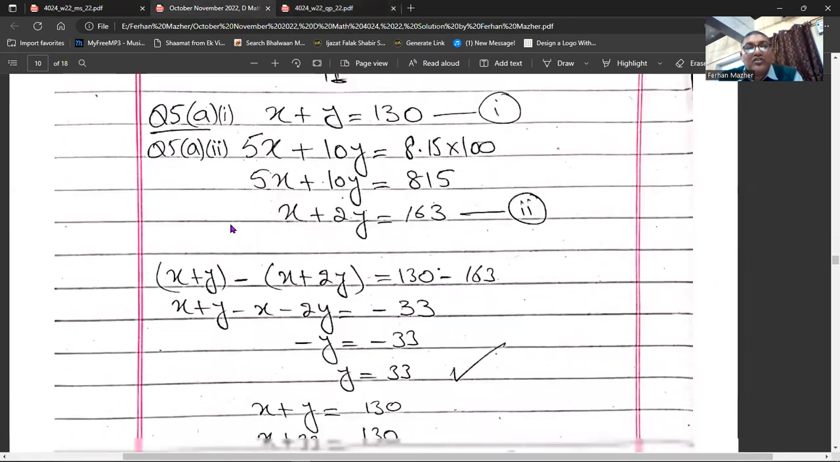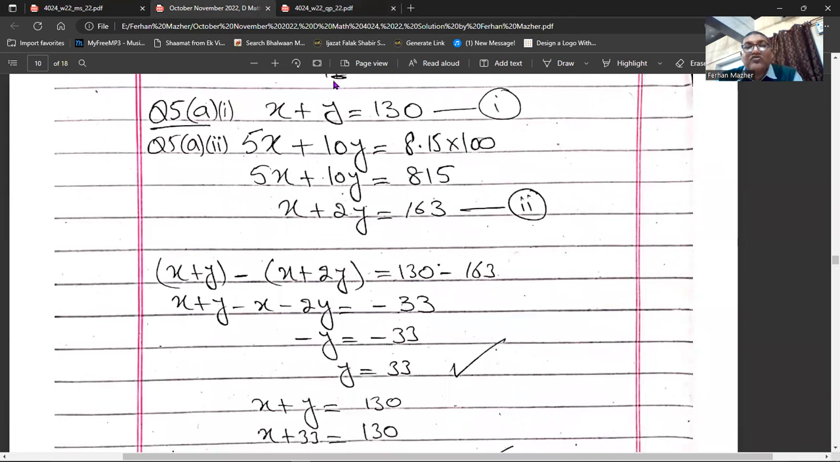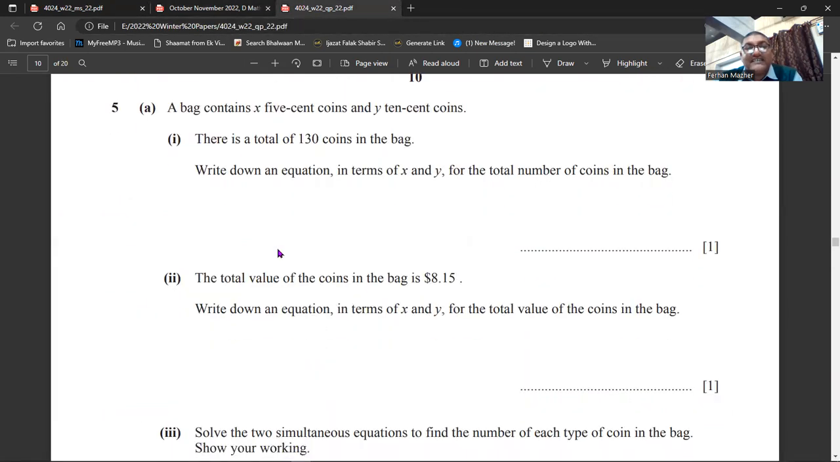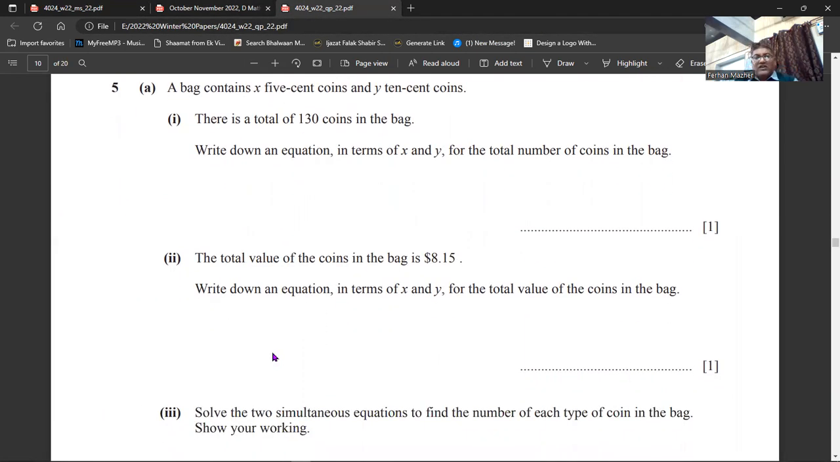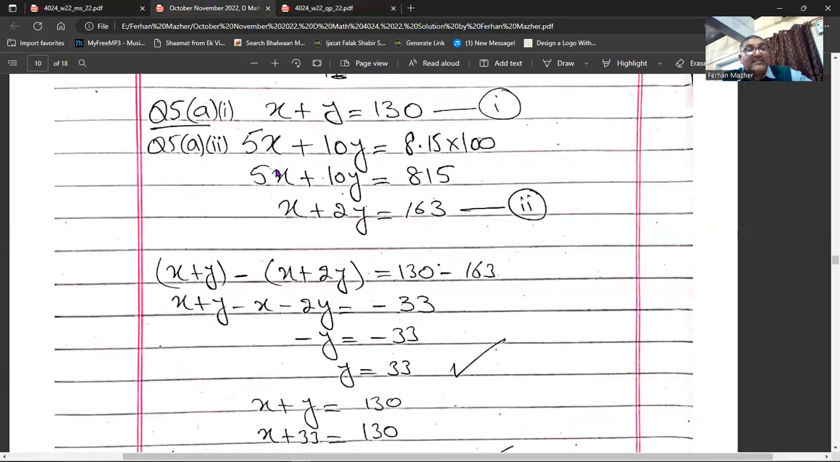So let me show you. That is my solution, x plus y equals 130. That's the first equation. Then they say the total value of the coins in the bag is $8.15. Write down an equation in terms of x and y for the total value of the coins in the bag. So 5x plus 10y equals 815. I will convert this dollar into cents. So 5x plus 10y equals 8.15 multiplied by 100, so 5x plus 10y is equal to 815.